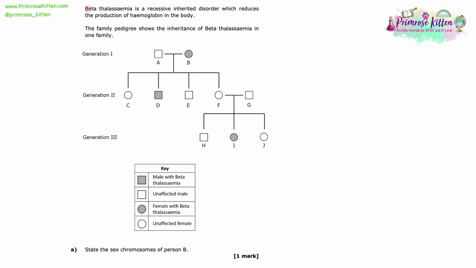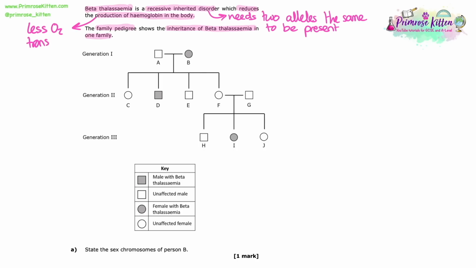Beta thalassemia is a recessive inherited disorder which reduces the production of hemoglobin in the body. The family pedigree shows the inheritance of beta thalassemia in one family. So my first thought is, what is a recessive inherited disorder? It's the one that needs 2 alleles to be the same to be present in the phenotype. So it's the one where you have 2 lowercase letters, for example, in order to have the disease. And if we're thinking about maybe a question we might get asked later, we might not, but I'm thinking, okay, if it reduces the production of hemoglobin, that means there'd be less oxygen being transported if we don't have as much hemoglobin in the body.